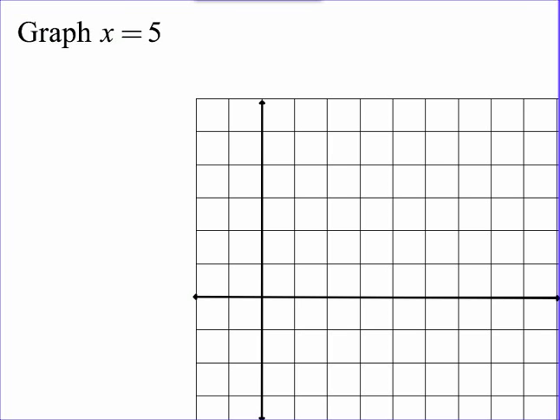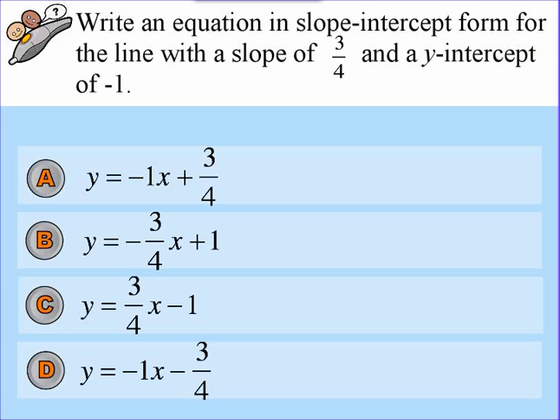Okay, so, all right, so let's go ahead and look at this next one. Okay, write the equation in slope-intercept form for the line with a slope of 3/4 and a y-intercept of -1.